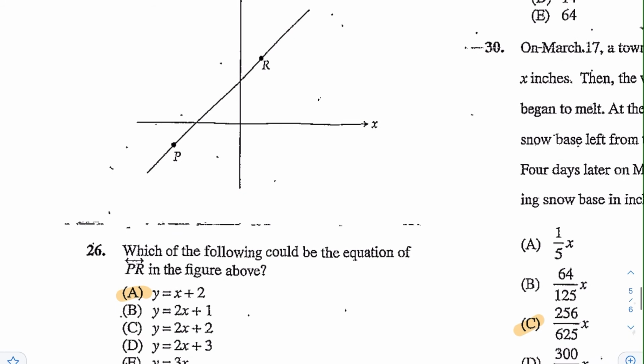Okay, next for number 6, you have this line. Which of the following could be the equation of line PR in the figure above? So when you have this equation, you have to notice a couple things. So first up, it has a positive slope, because it's going up, you're climbing up this mountain. If it's a negative slope, just a non-example here, this would be going down. So it's not going down, it's going up. Now the other thing is that it has a positive y-intercept.